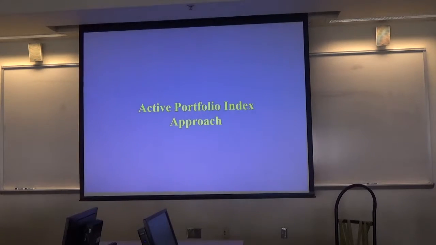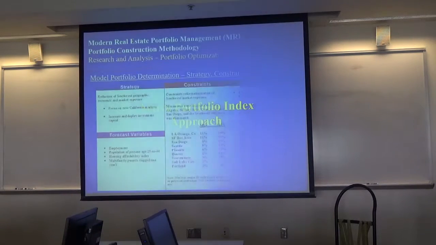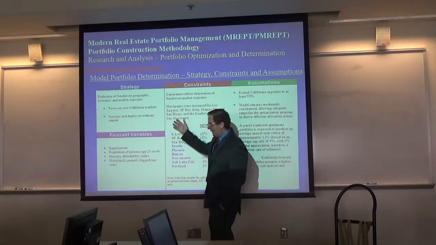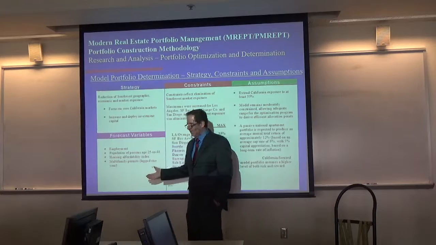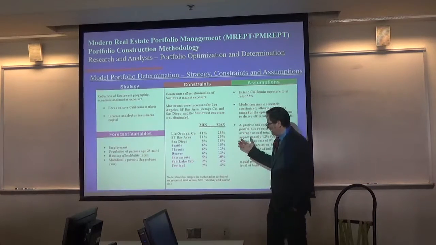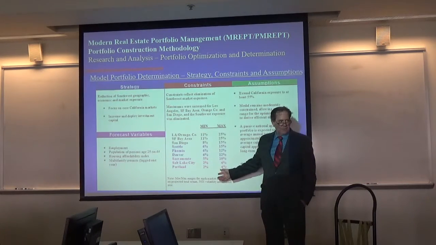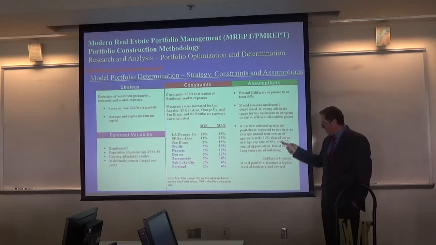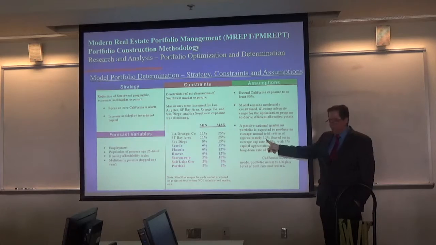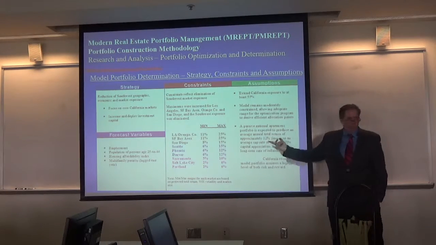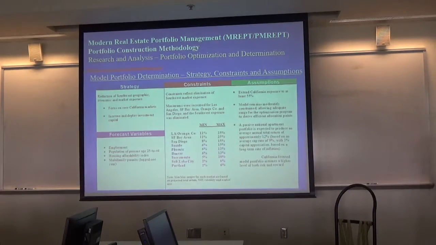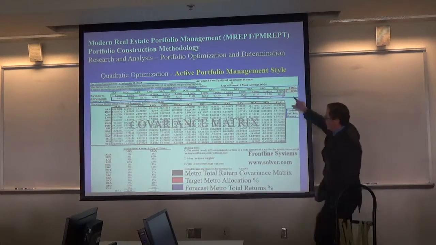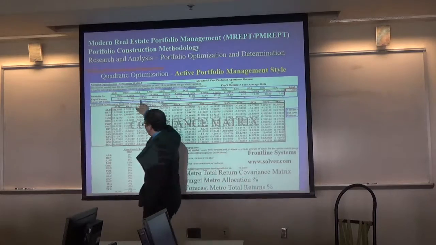So the active portfolio indexed approach. The first thing we did was we identified our markets. We were going to focus on California. We had our forecast variables. Management set the minimum and maximum for the metro areas. We had our targeted income and appreciation returns and our target return, which was 12%, our hurdle rate. Then we forecasted the returns for the 14 metros that we were looking at.